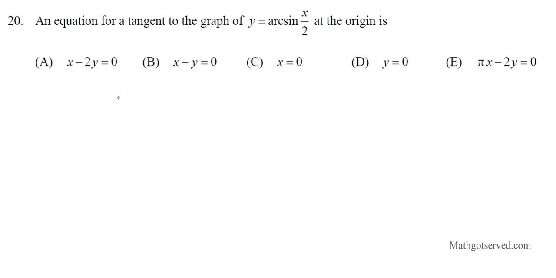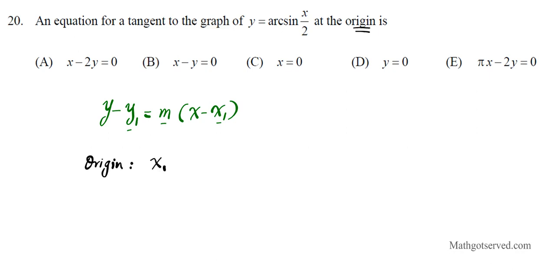The point slope form of the equation of the line is y minus y1 equals m times x minus x1. So basically all we need is x1, m, and y1. We're at the origin, right? It says origin here, so what does that mean? At the origin, we know that x1 is 0 and y1 is 0. So we have two things down. Now we need m, the slope.